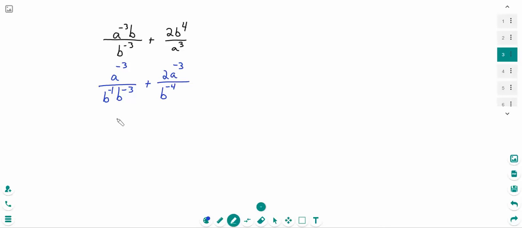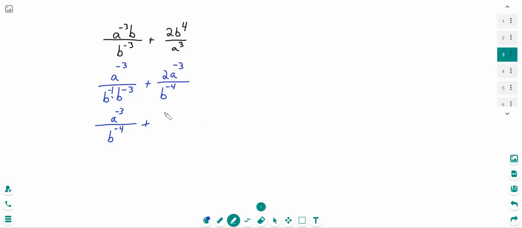All right. Now let's look to combine anything that we can in each of these terms. The first one, we can say that, okay, nothing can be done in the numerator. In the denominator, sure, these are being multiplied by each other. So when we multiply same variables, we add the exponents. So b to the negative 1 times b to the negative 3. Combine the exponents. Negative 1 and negative 3 is a negative 4. So we end up with b to the negative 4th.